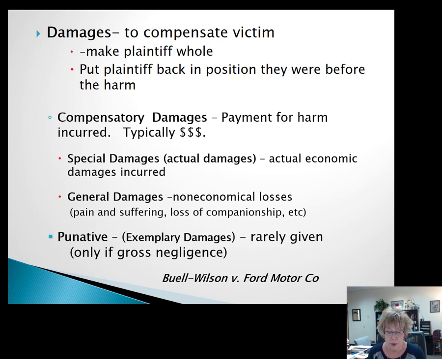I want to bring up the Buell-Wilson case, and this is a case out of 2008 where Bonetta Buell-Wilson did bring a lawsuit against Ford Motor, and we're looking at the punitive damages there. The facts of the case simply are that she was driving her Ford. There was a piece of metal or something that dropped out of a car farther ahead. It was laying right there in the middle of the road. She had to swerve to go around it. It was actually kind of bouncing on the road. I think she was afraid it was going to come into her windshield.